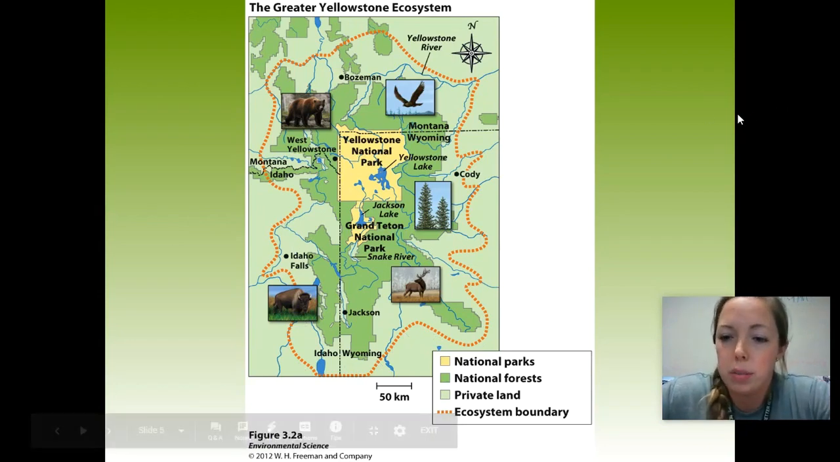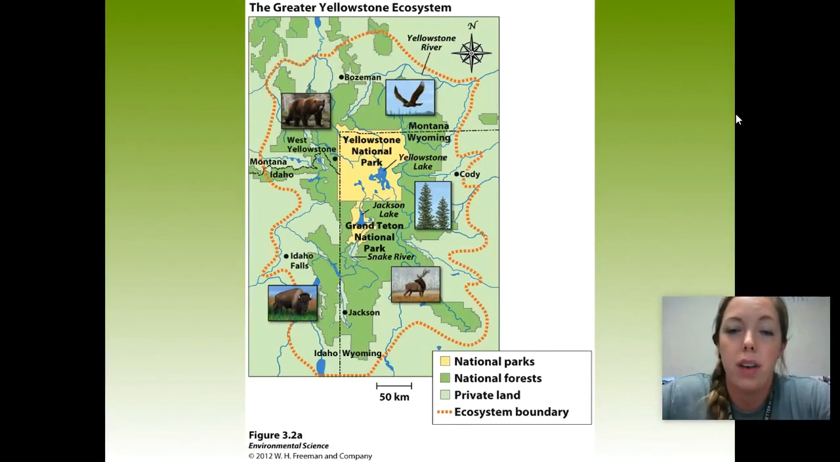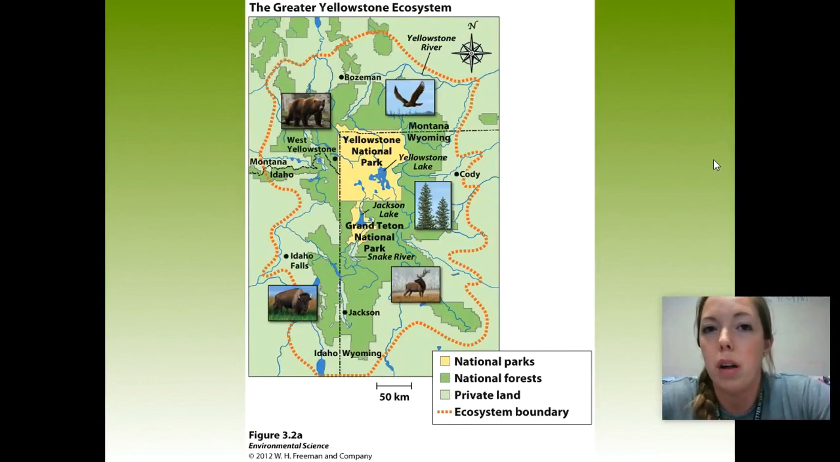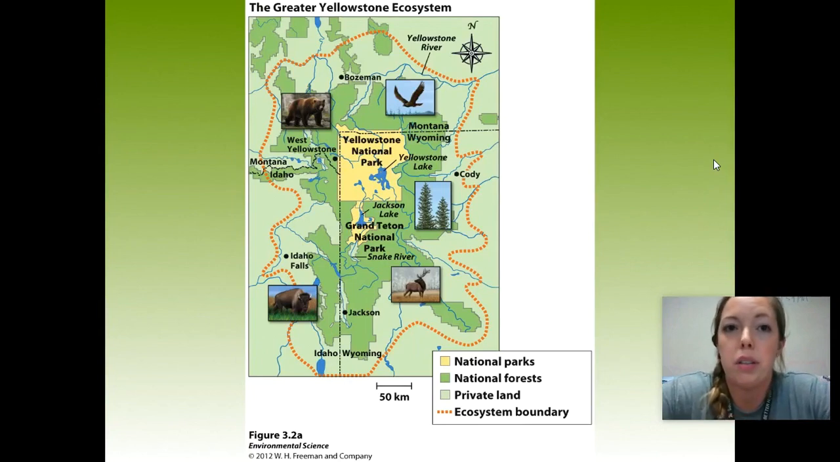Not all the ecosystems that we'll talk about or that exist are as vast as this Greater Yellowstone ecosystem. Some can be really, really small. It could be an ecosystem that's in a fallen tree trunk, okay? Or it could be an ecosystem that's formed in an abandoned car tire that fills with rainwater. It can be anything like that, okay?